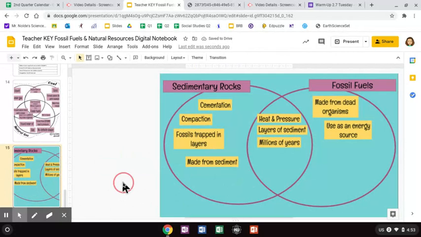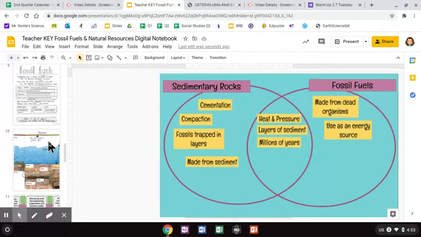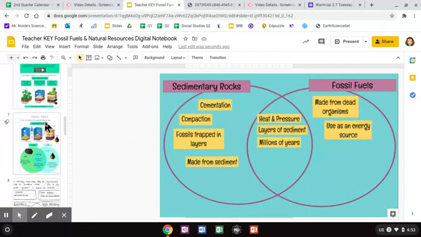So there you go. That's all for today's notes. Now you are done with your fossil fuels notes. Make sure you have all of these complete because you will need them for your open note quiz.